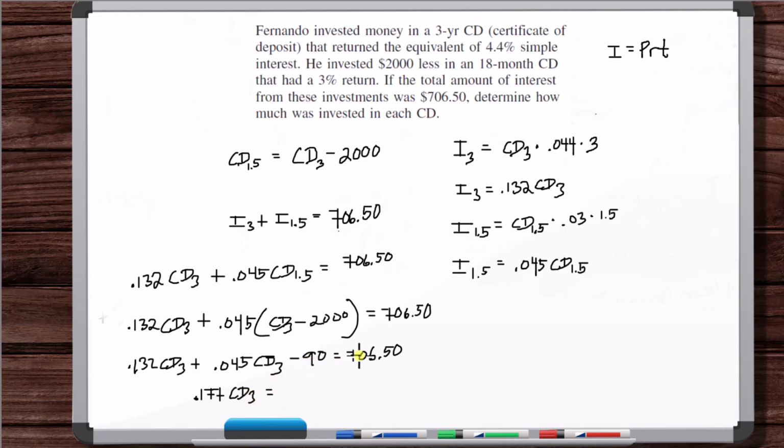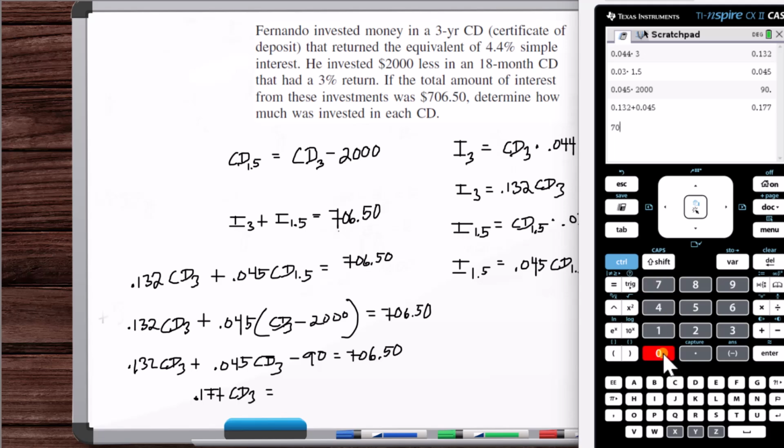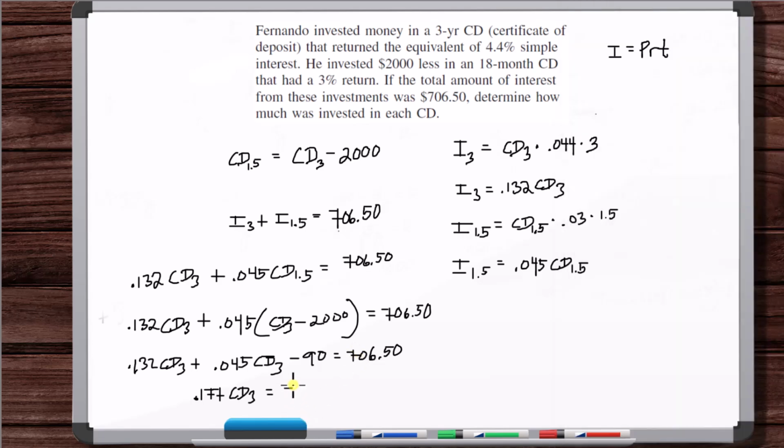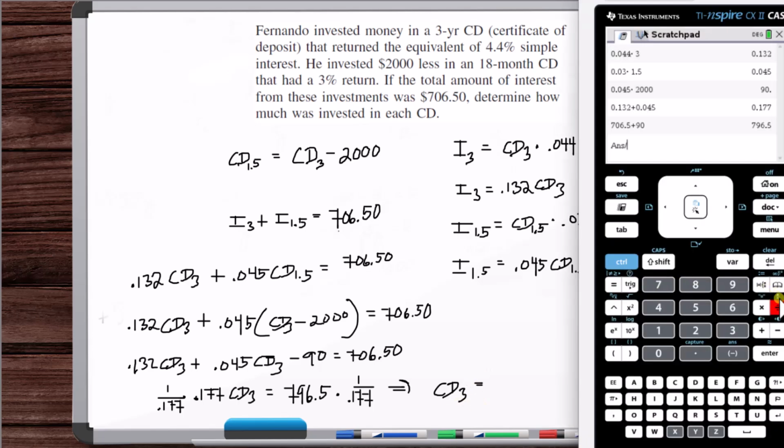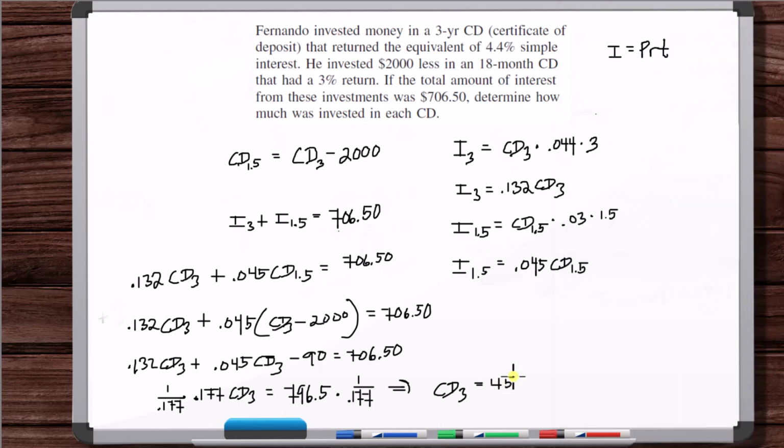Okay, now we'll add 90 to both sides, so 706.50 plus 90 is 796.5. Okay, so now we multiply both sides by 1 over 0.177, or you can say divide both sides by 0.177, and we're left with 796.5 divided by 0.177, which is 4,500. This is dollars. So that's CD3.